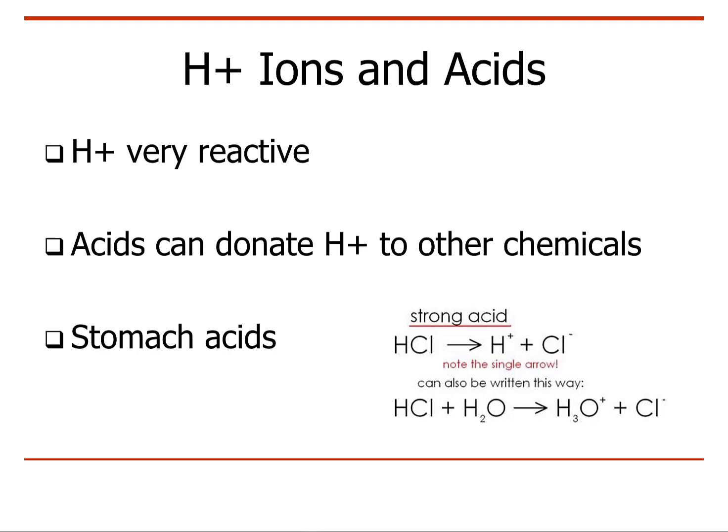So hydrogen ions are very reactive. Acids donate the hydrogens to other chemicals, and stomach acid is a good example. Hydrogen chloride, HCl, is a strong acid, and if you note, because the hydrogen dissociates from the chlorine, hydrochloric acid will break down into those, and the single arrow goes in one direction, you see. So HCl in water dissociates, and those free hydrogen ions are there to ionize and change the pH.